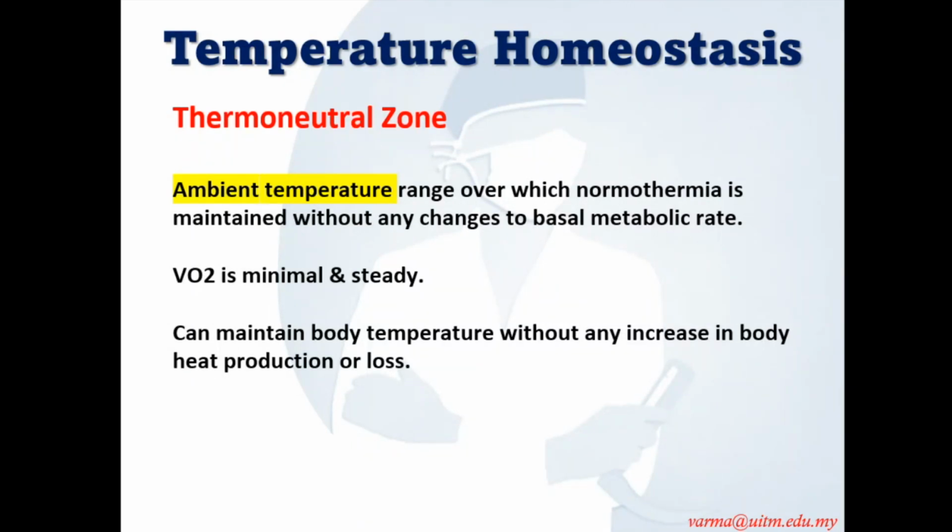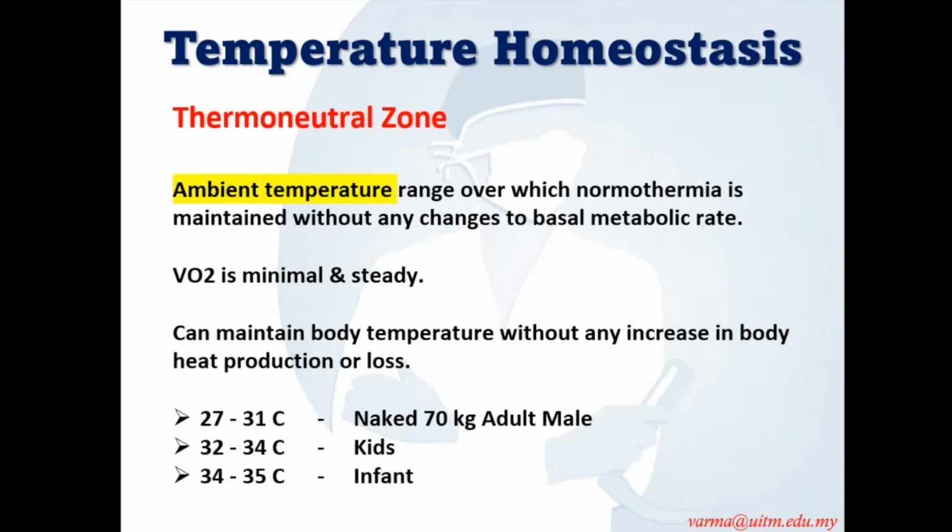Okay, so these numbers you have to know. In a naked 70 kg adult male, don't ask me why naked 70 kg. This is the value given in the book. Whereas in females, it will be slightly higher because of the hormonal differences. So it is 27 to 31 degrees in an adult male. You don't have to mention naked also, never mind. In an adult male, it's 27 to 31 degrees Celsius.